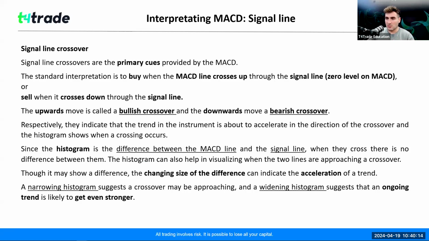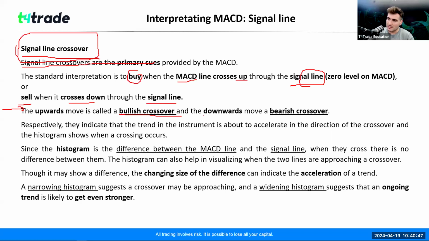So the signal line crossover, that's another, if not the most important, one of the most important aspects of the MACD. This is what we care about. So the signal line crossovers are the primary cues provided by the MACD. The standard interpretation is to buy when the MACD, remember the blue line, crosses up through the signal line, the red line, and sell when it crosses below the signal line. So the upwards move is what we call a bullish crossover, and the downwards move is called a bearish crossover. Respectively, they indicate that an instrument is about to accelerate in the direction of the crossover.